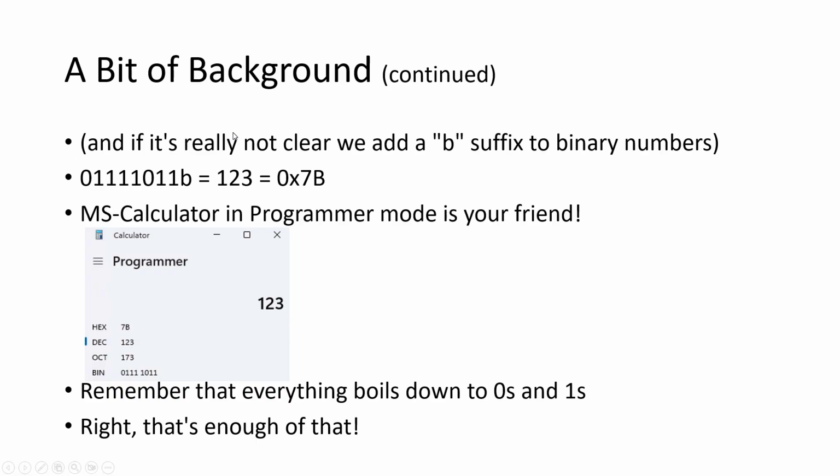If it's not clear on a binary number, so 01, 101, is that 101 or is it 101 hex? If it's binary, we'll put a lowercase b on the end.